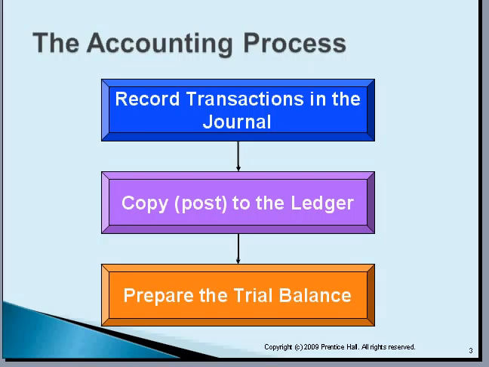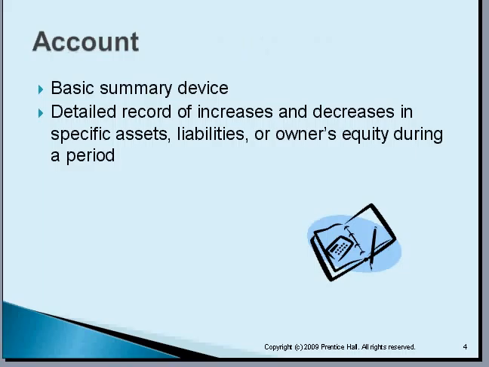The third step is to prepare a trial balance. Now, a trial balance is simply a listing of all the accounts and the amounts that the accounts contain. So, if there's activity in an account, it should be found on the trial balance. If the account has no activity, then it has a zero balance, then we shouldn't see it on the trial balance.